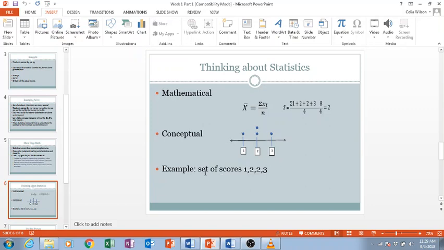So if I'm looking down here at my little example set of scores, I have a 1, a 2, a 2, and a 3. If I put that into the formula, I have the sum of 1 plus 2 plus 2 plus 3, which is 8, divided by the number of scores, which is 4. So my mean then becomes 2. All right, very mathematical, and there's absolutely nothing wrong with doing that.